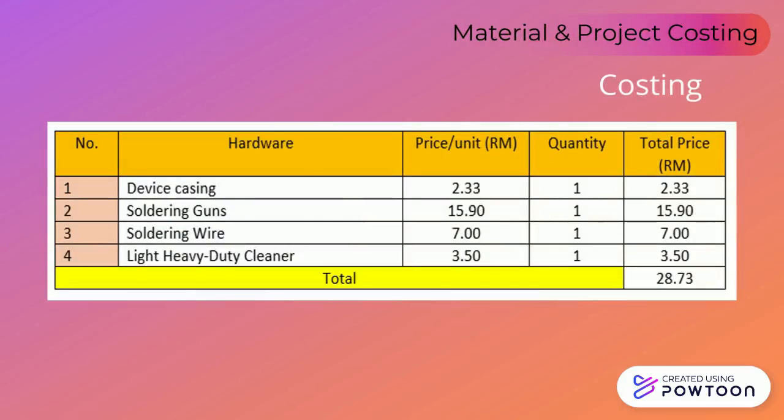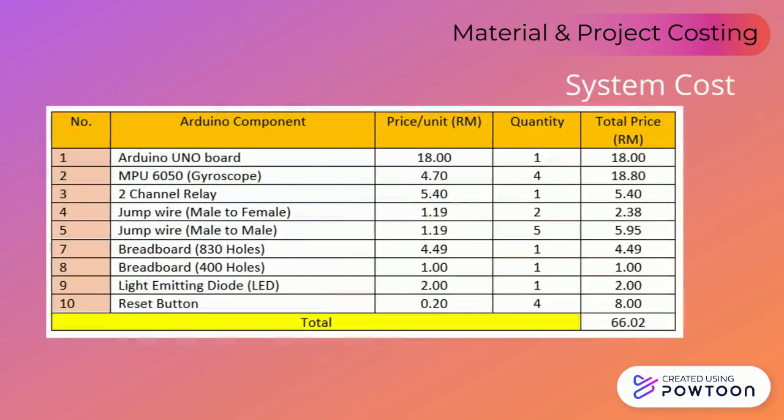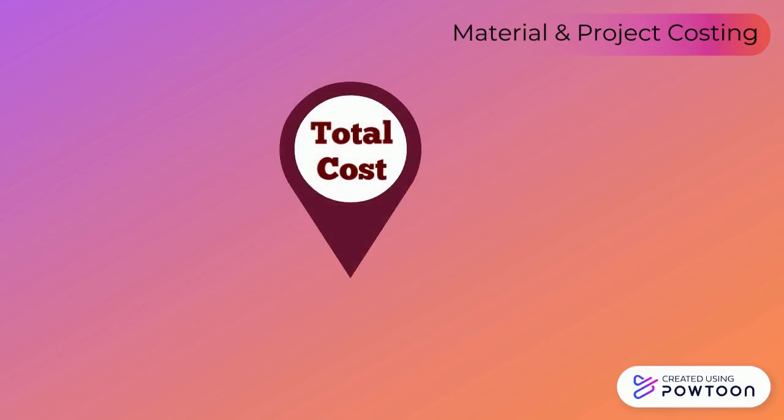The costing for this project can be seen in the table, which can be added to RM28.73. The system cost is RM66.02. Hence, the total cost for this product is RM86.75.